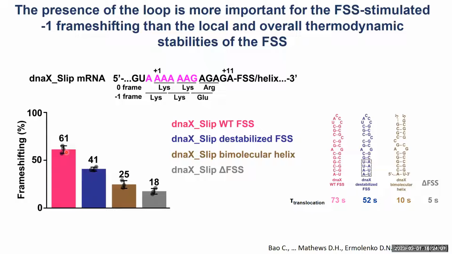And that's consistent with the literature data that were published previously. When we destabilize the bottom 4 pairs in the DnaX stem loop, the frameshifting efficiency drops from 61 to 41%, but we observe almost complete elimination of the effect of the secondary structure when we replace the stem loop with the bimolecular helix, which produced much less significant ribosome pausing in our experiments. So you can see that the pausing times that we measured in single molecule experiments roughly correlate, at least to a degree, with the frameshifting efficiency that we measured in this limited data set.